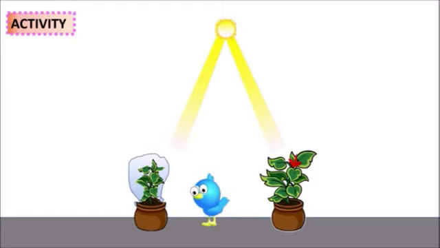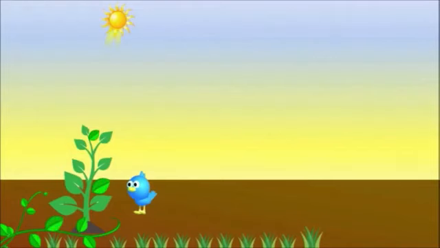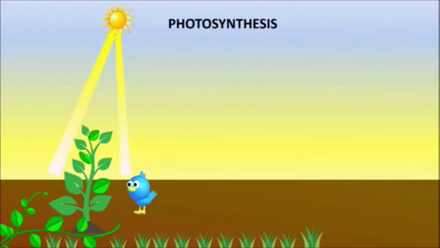Why? This is because plants need air to live. They use the carbon dioxide present in air to prepare their own food by a process known as, we all know, photosynthesis. They carry out this process in the presence of sunlight.